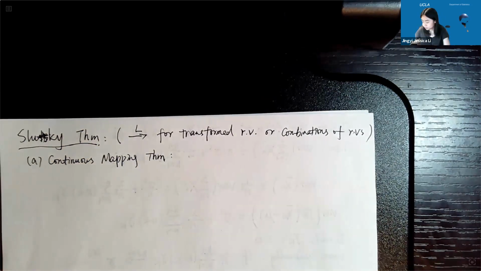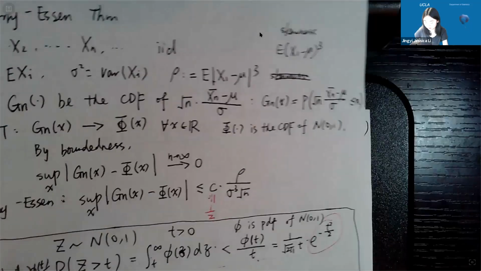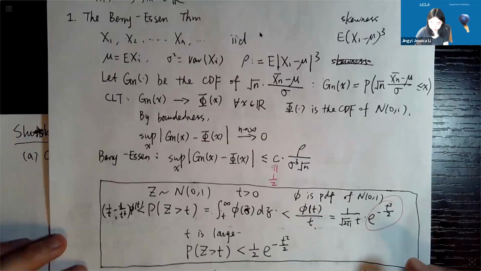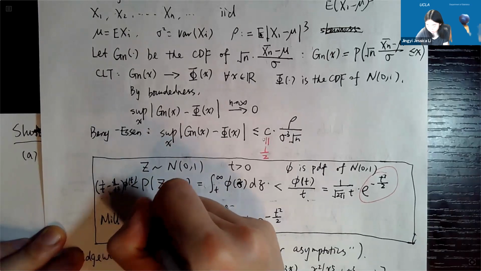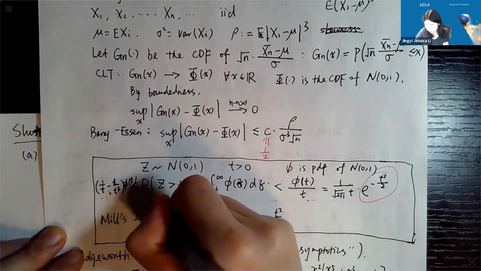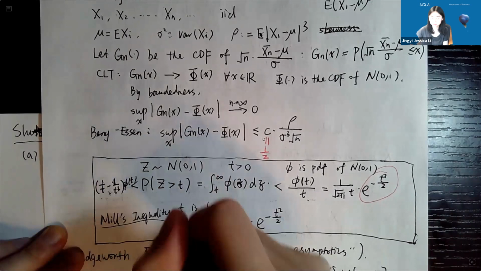Yeah, so maybe back to your question, Zach, I can mark it here. So if you want to look into this, this is called Mill's inequality. Yeah, you can check it out. Thank you.